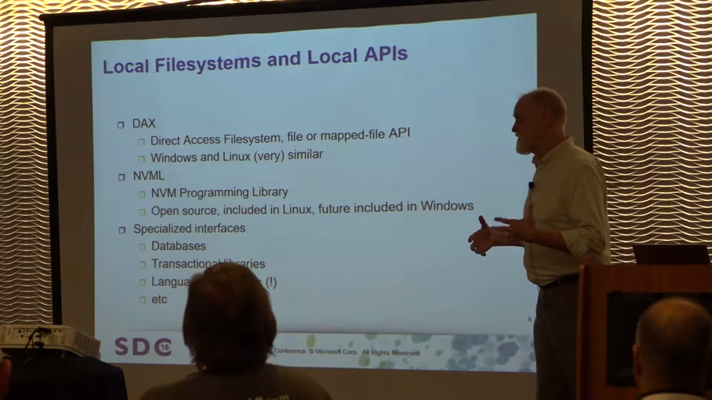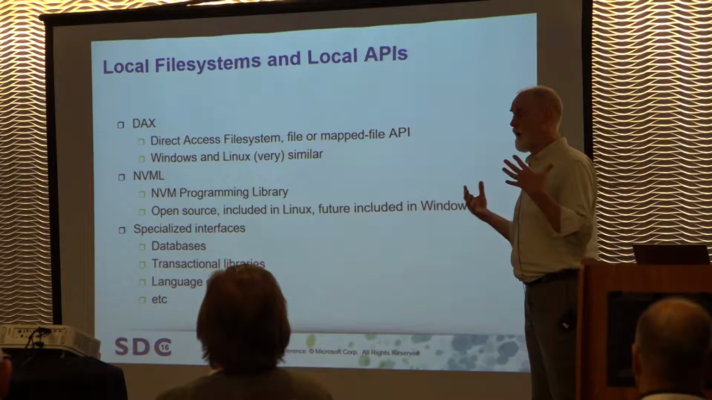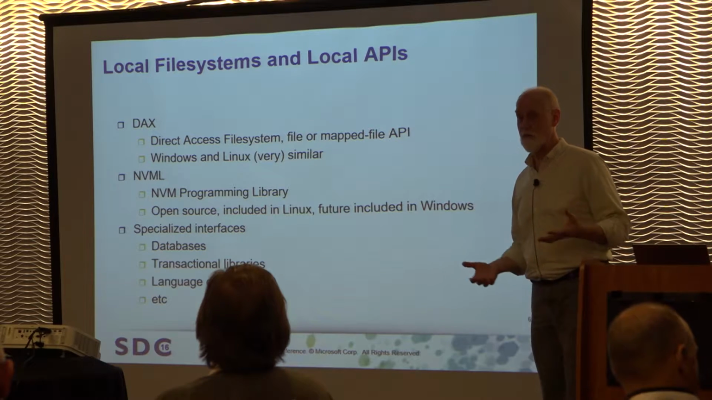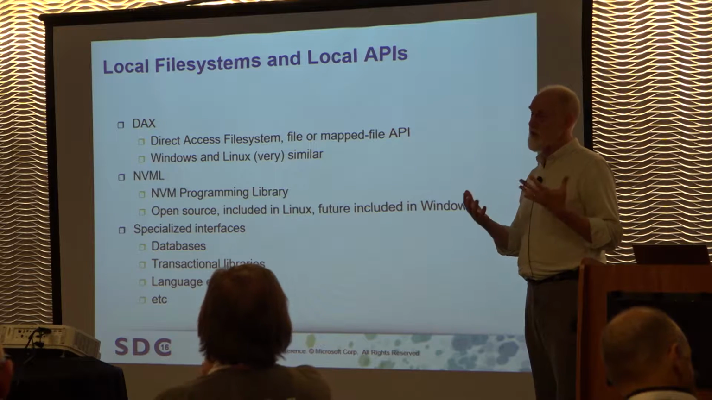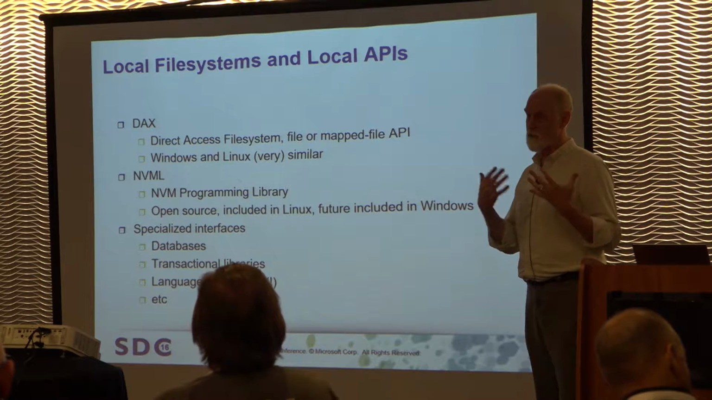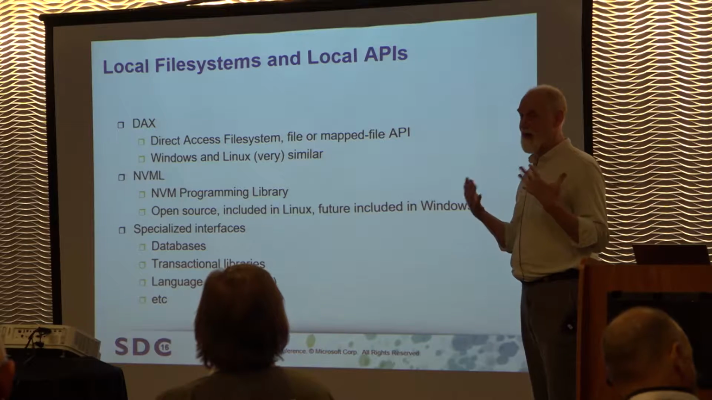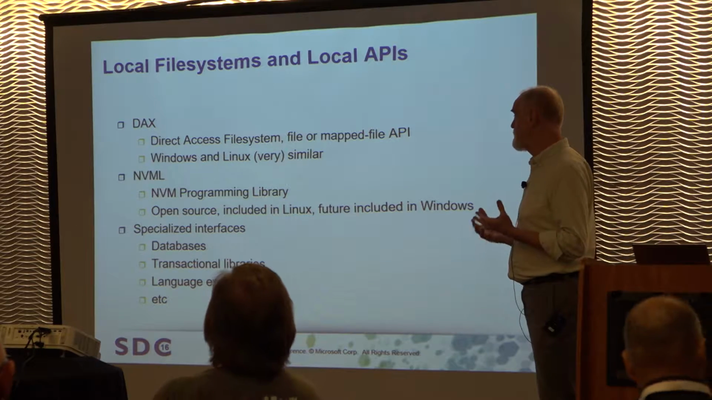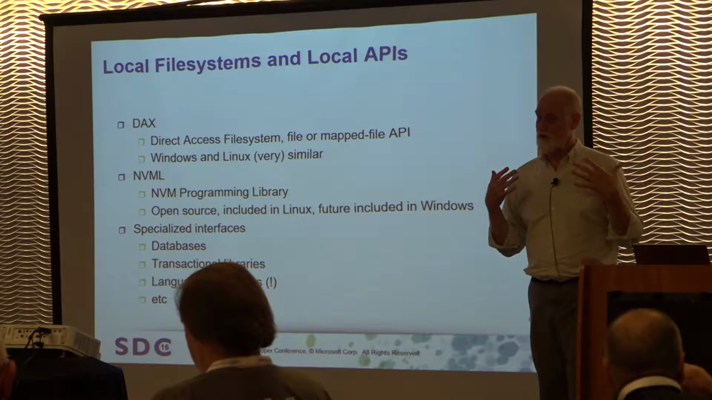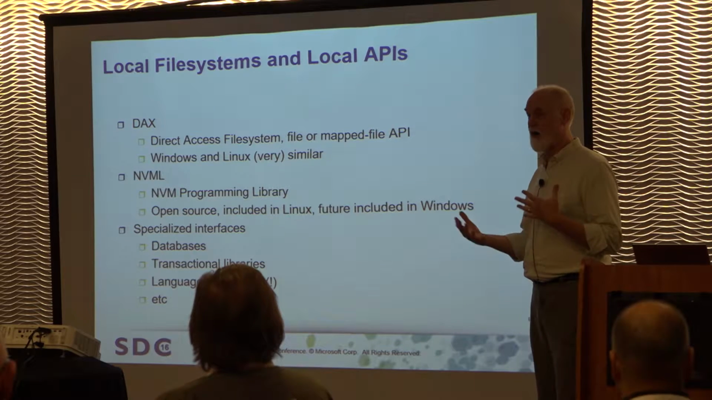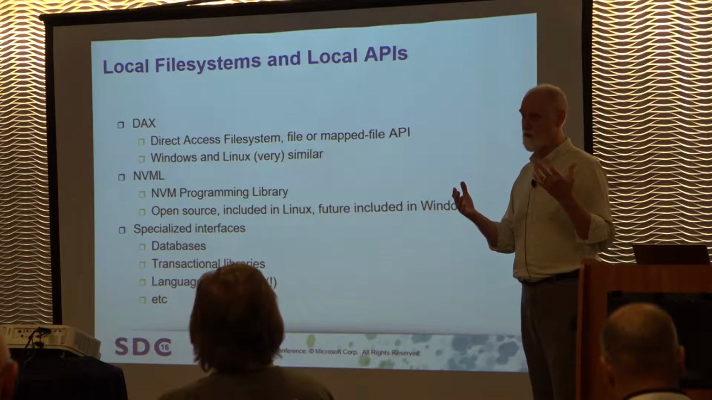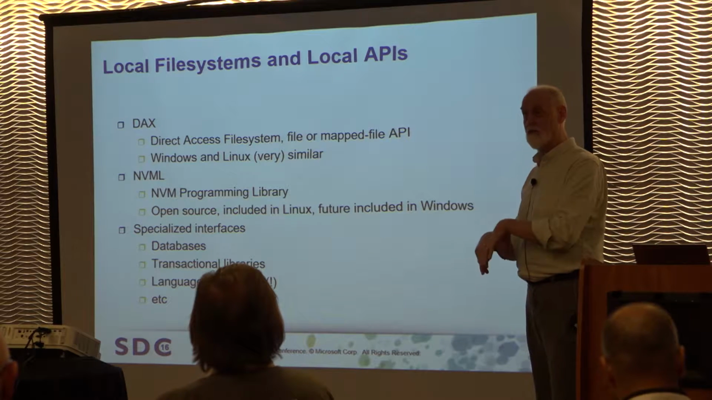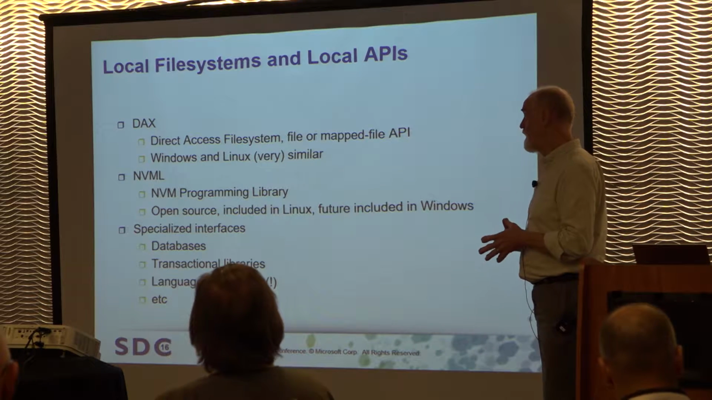There are local file systems on top of this device that are exposing it to applications today. The first and foremost is called DAX. It's almost the same thing in both Windows and Linux. It stands for direct access file system, in the sense that it exposes a file or a mapped API. It has two personalities. You can open a file, read it, and write it like you normally do, or you can open it, map it, and load and store it, and then commit it.